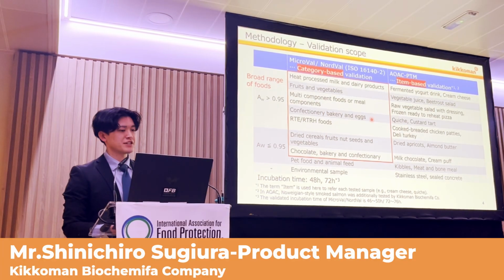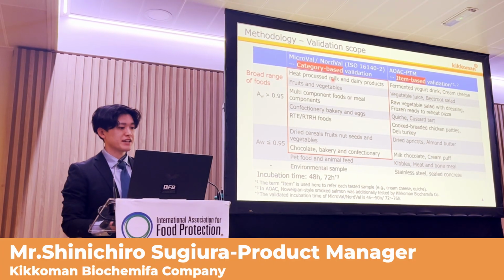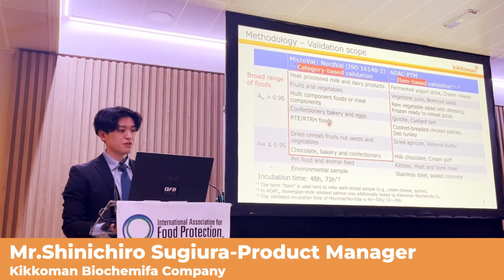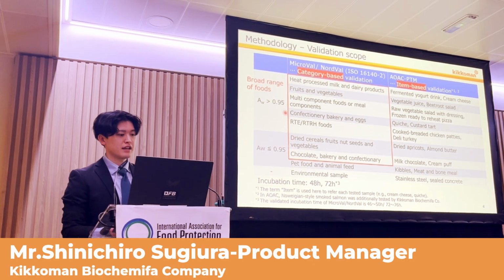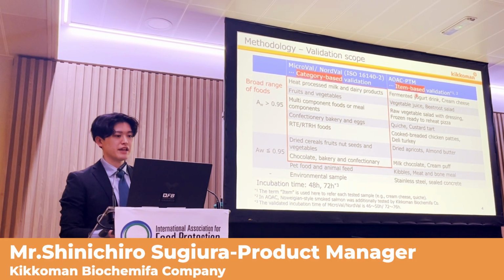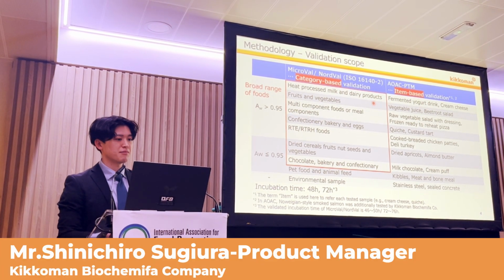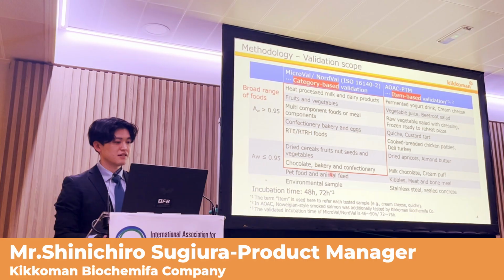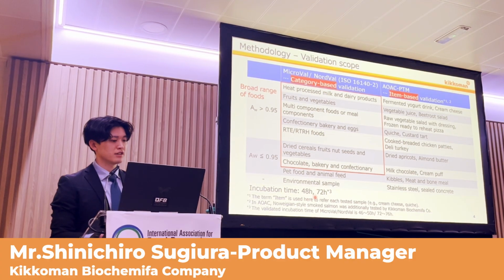And this is the validation scope, and since MicroVal is a category-based validation, 7 categories were selected to validate for a broad range of foods in both low and high water activity foods. And 2 additional categories were also included. And when it comes to AOAC, it is item-based, so 2 items from each MicroVal category were selected. And the validated incubation time was either 48 hours or 72 hours.